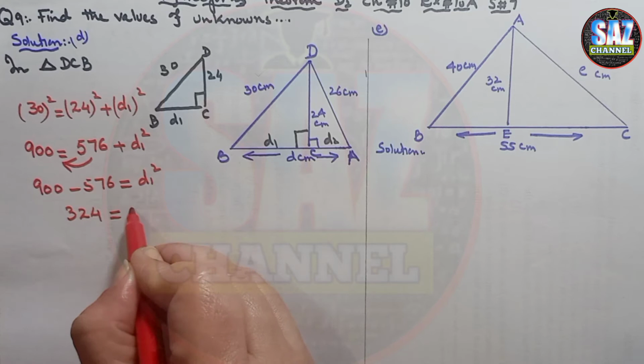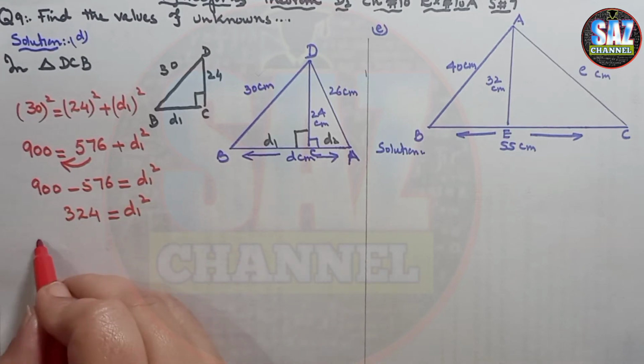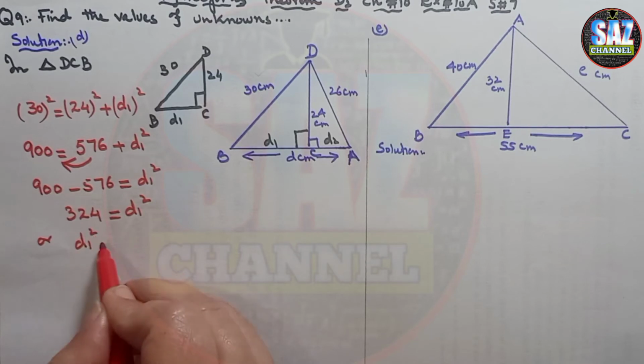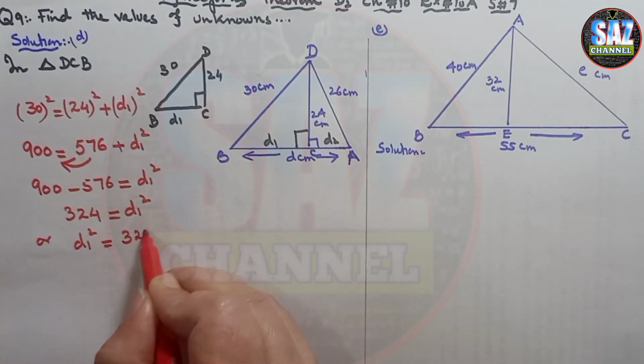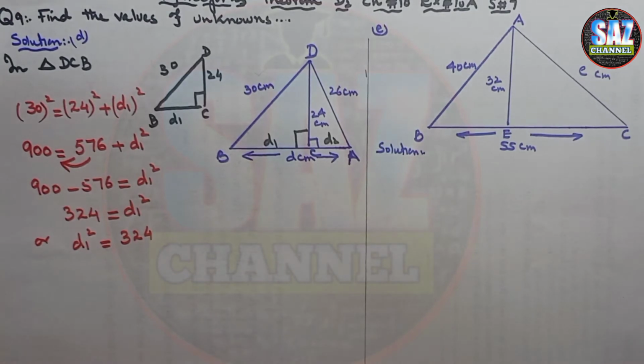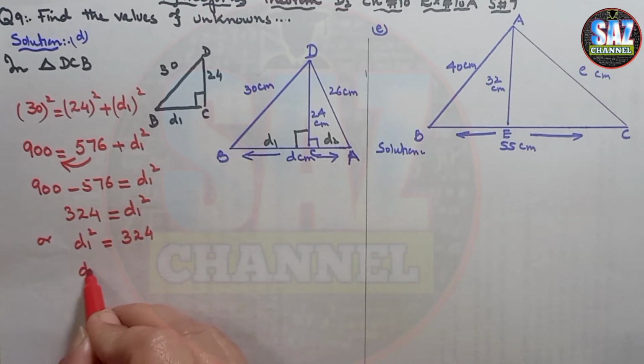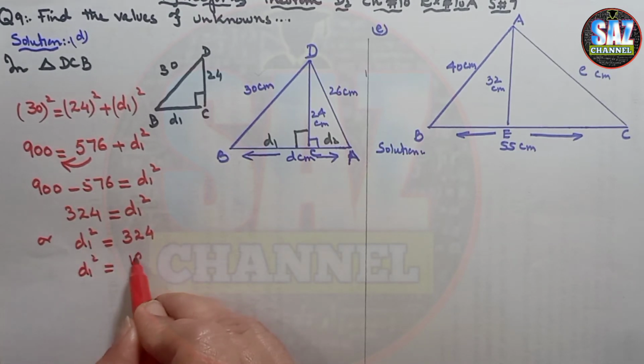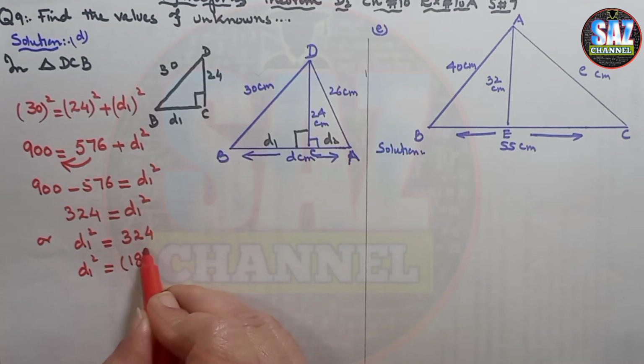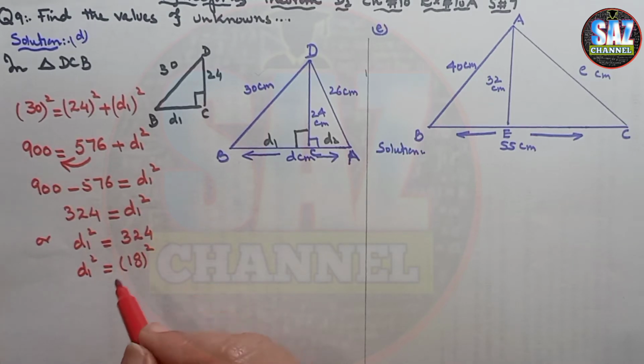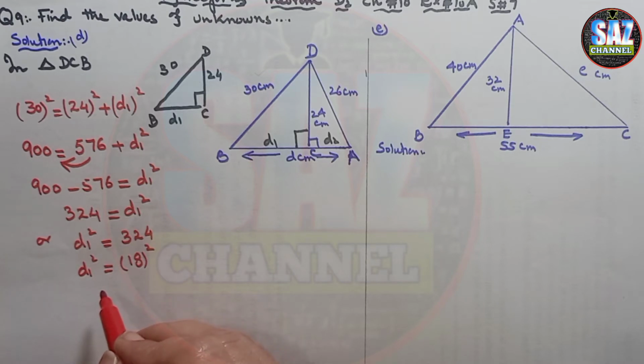324 equals d1 square, or we can write d1 square equals 324. Now recall, what is the number whose square is 324? That is 18. So we can write d1 square equals 18 square. Please focus on your calculations as well, because these squares are really important, not only for Pythagoras but for D2 chapter number 3, where you are applying the identities as well. And these questions can come in paper 1 where a calculator is not allowed.